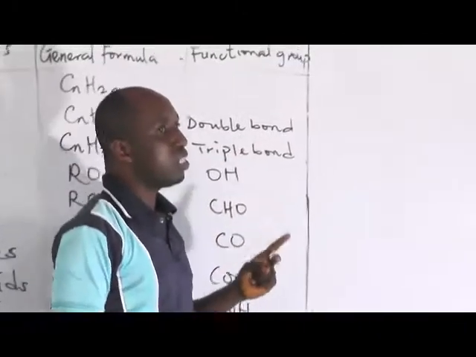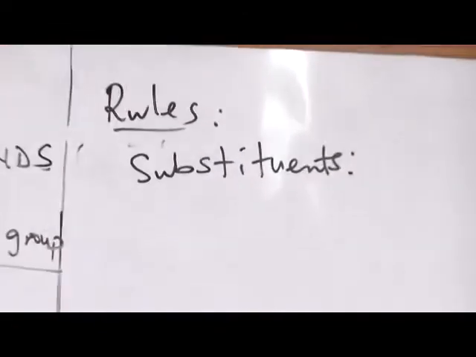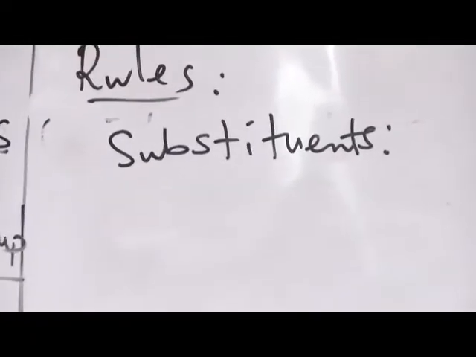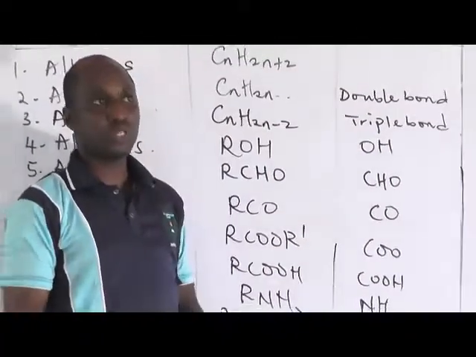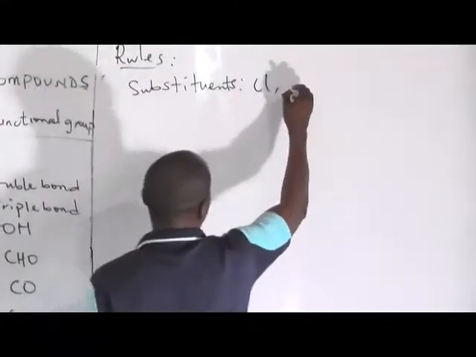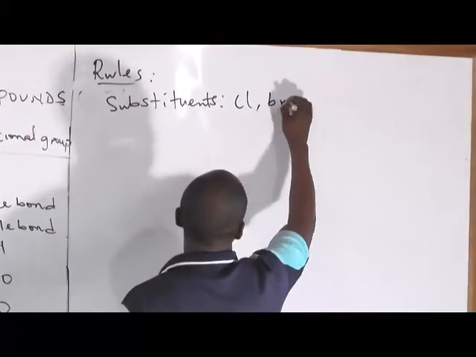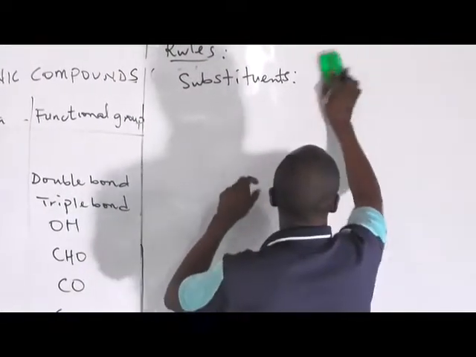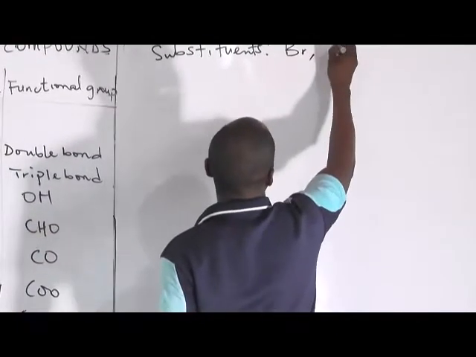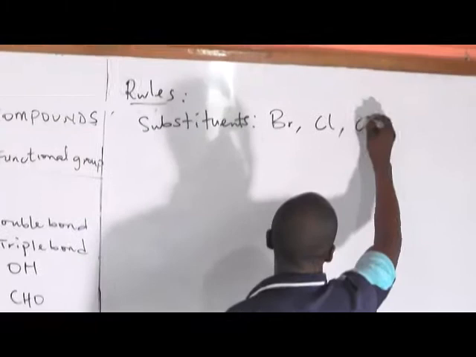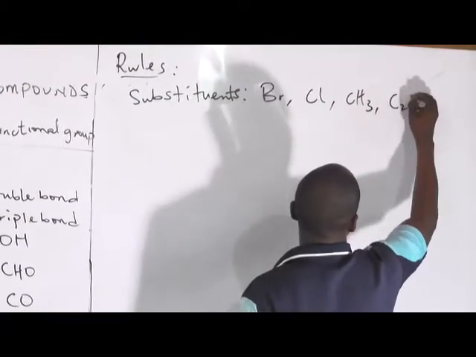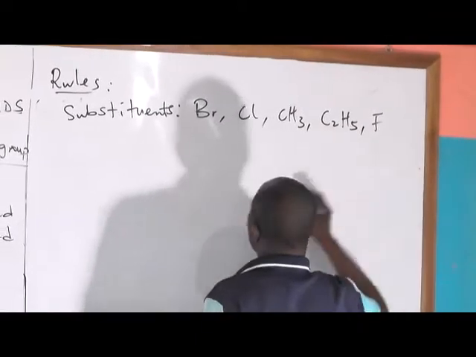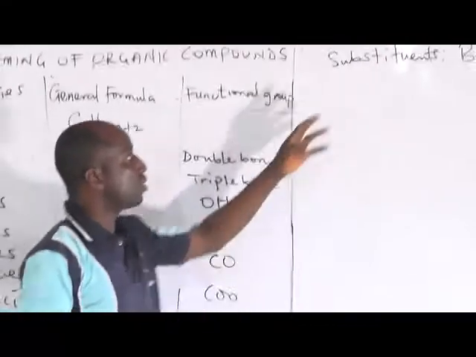Rule number 3 is addressing a situation whereby we have substituent and functional group in a compound. Now, what are substituents? Every other attachment to the carbon atoms, apart from the functional groups, is regarded as a substituent. For example, you can have chlorine attached to a carbon atom. You can have bromine. Let me start from bromine. You can have chlorine. You can have methyl, that's CH3. You can have ethyl, that's C2H5. You can have fluorine, and so on and so forth. So if you have any of these attached to a carbon atom, that is a substituent.